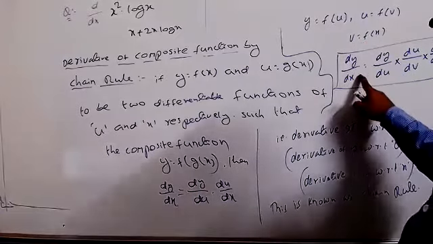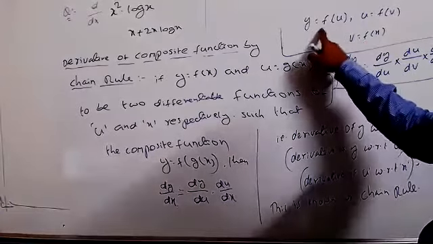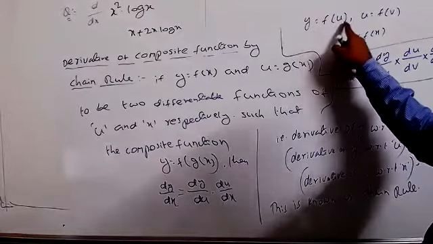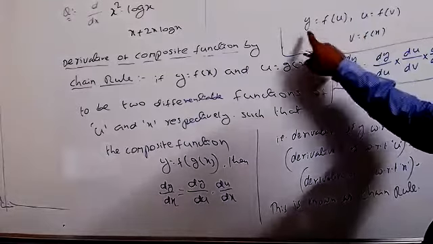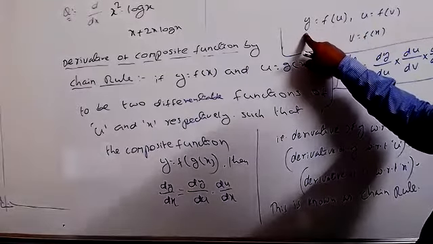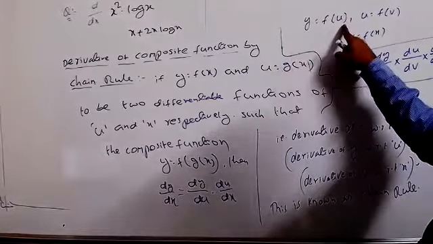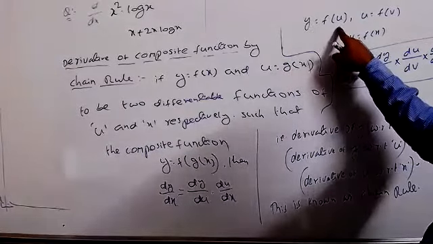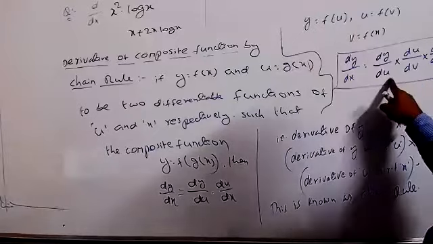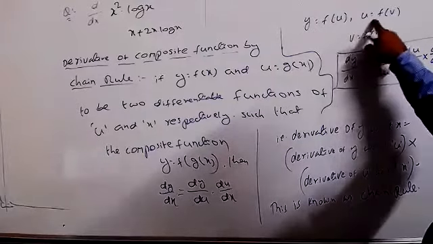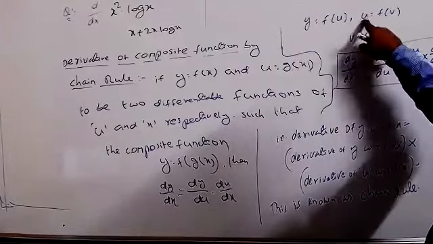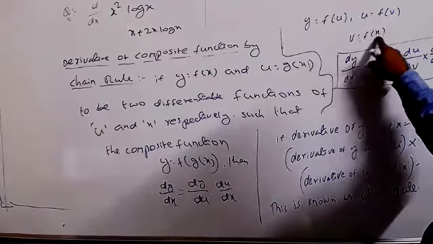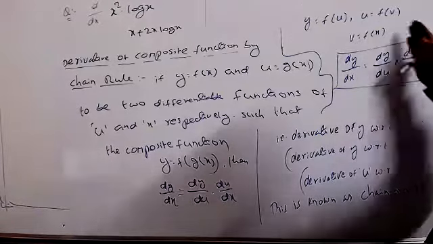So dy by dx equals, take the first function, y equal to f of u. In this function, what is the parameter? u is the parameter. That means we have to differentiate with respect to u, the derivative of y with respect to u, dy by du, into, coming to the second function, du by dv, into, coming to the third function, dv by dx. So on you can take.